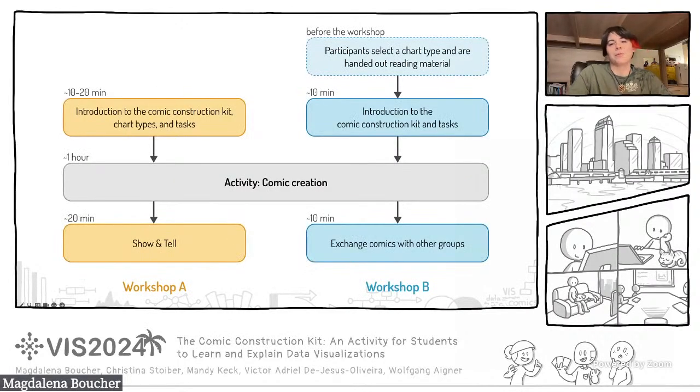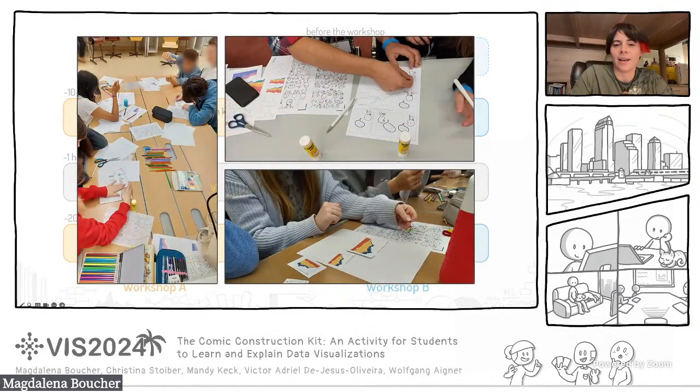We ended up with 2 slide variations of the workshop, which we call version A and B. So in workshop A, we first took 10 to 20 minutes to introduce participants to the chart types in focus. We explained the tasks and introduced the comic construction kit. And then 1 hour was dedicated to participants actually making their own comics with the kit. And 2 to 3 workshop conductors roamed around the room to answer any questions that came up.